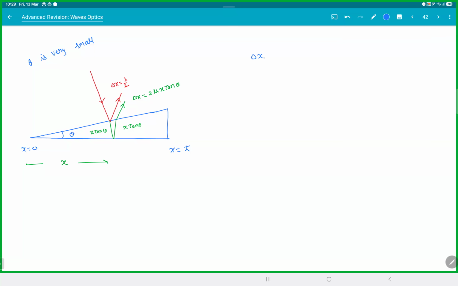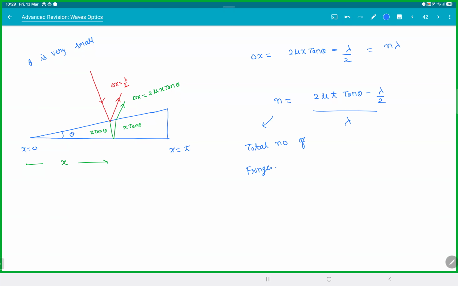Then it comes like this. The path difference will be 2 mu x tan theta. Theta is small, so you can make it as theta into lambda by 2. Then the question comes like this: find the number of maximas on the screen or on the base. This should be equal to n lambda. But we know x's maximum value is t. So n will turn out to be (2 mu t tan theta minus lambda by 2) by lambda. So this will become the n. This is the total number of maximas, the total number of fringes.